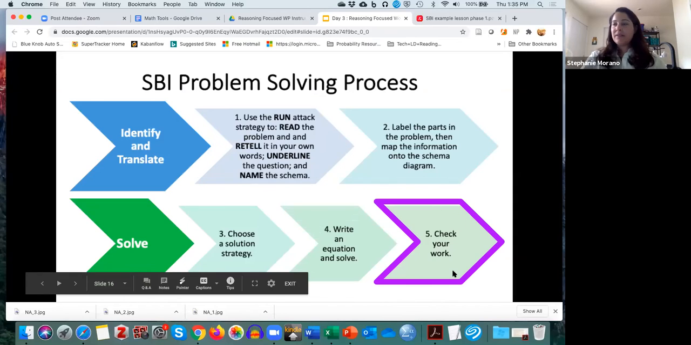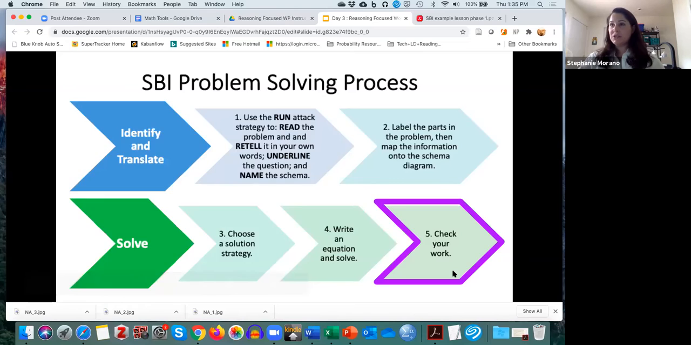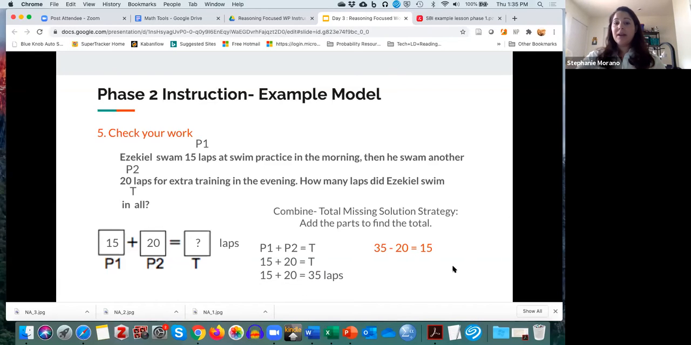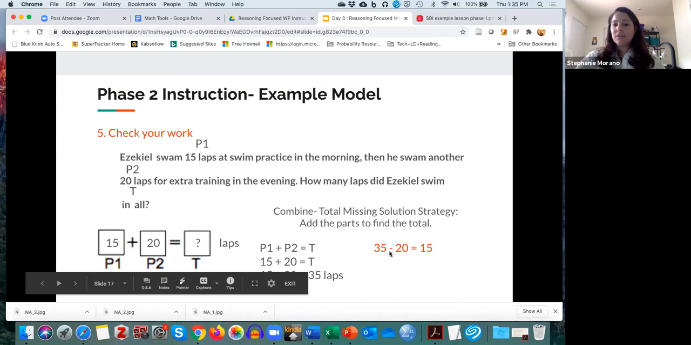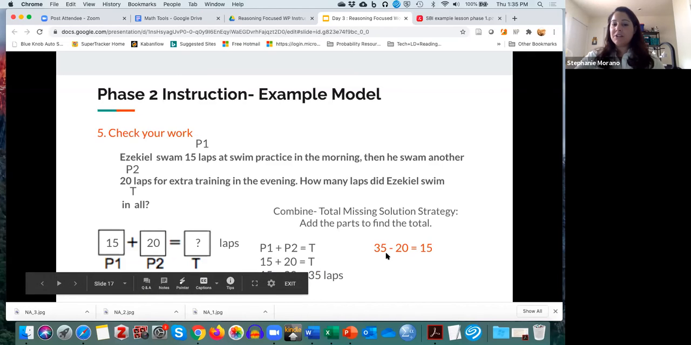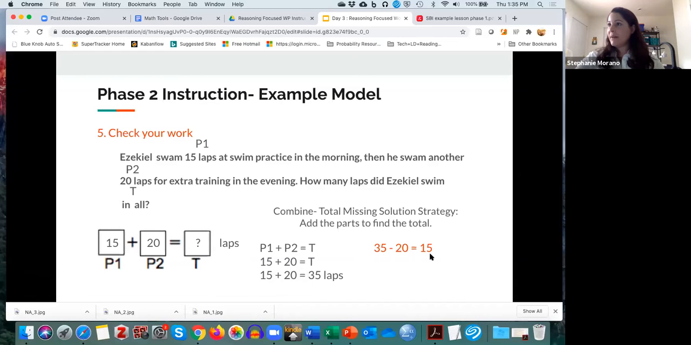And then our final step always is check your work. We want to make sure we always have students check their work. The strategy that you teach students to use to check their work is up to you. That's really flexible. Here, we're just using subtraction to check our addition. So 35 was our total. If we take our total and subtract one of our parts, we should get the other part as our difference.